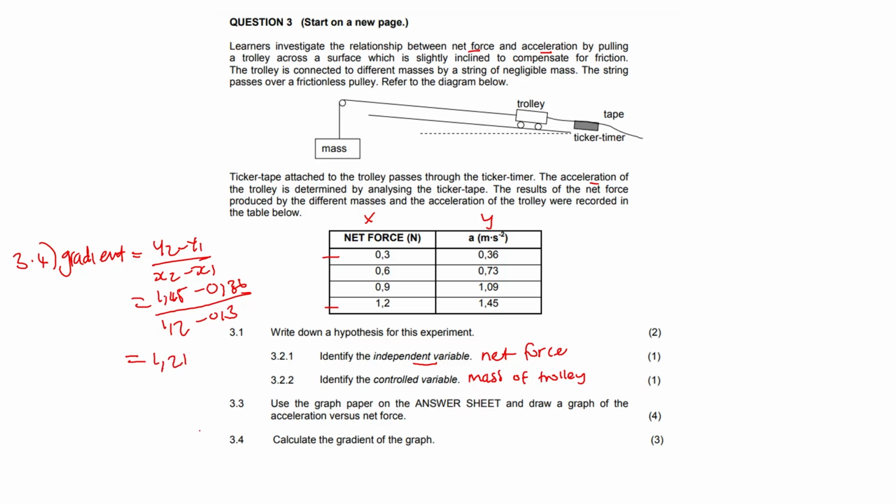And the gradient will obviously be the same over the whole graph. So you can choose any two points on the graph and put them into the formula. And that's it, guys.